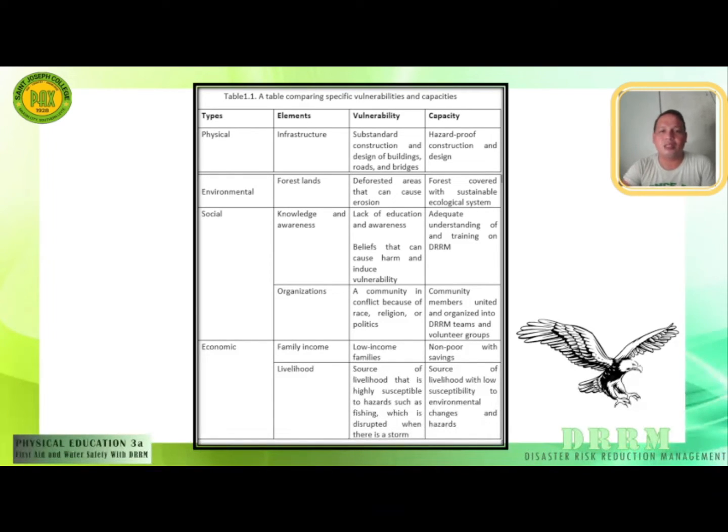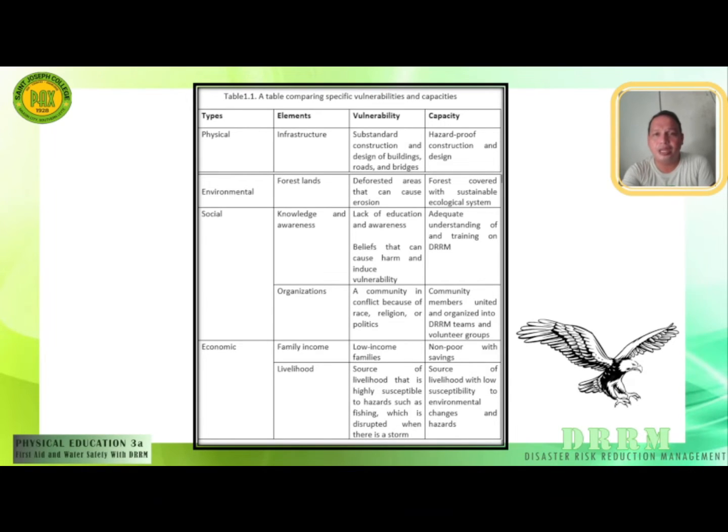a disaster. Then the economic, we have the family income. The vulnerability here is low-income families. Those who are poor, at the poverty level, will find it hard to recover. Then the capacity is non-poor with savings. They have strength because they can help their poor neighbors.